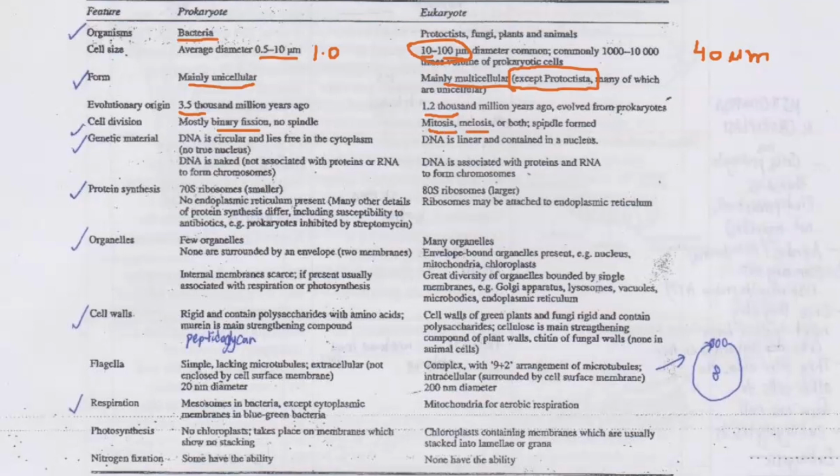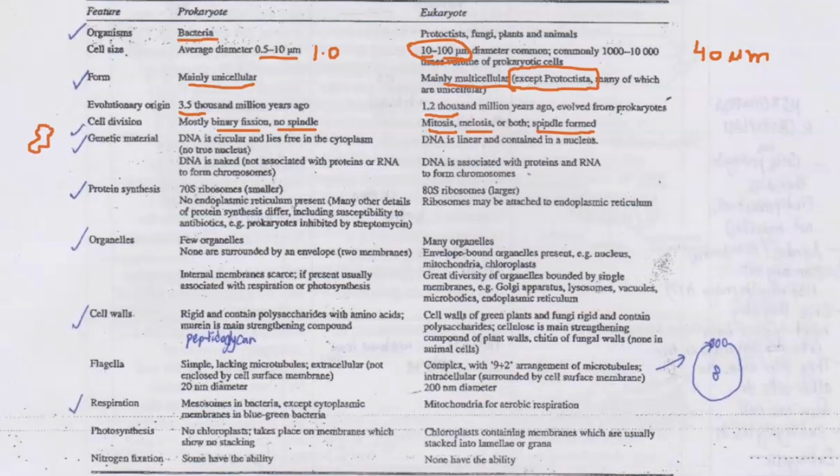So spindles are formed here, but there is no spindle formation in prokaryotes. In eukaryotes, spindles are formed due to the presence of centriole. Then genetic material, DNA, is circular. Circular means that which has no end. So this one is a circular DNA, so it has no ends. So it's circular DNA or loop DNA, you can say.